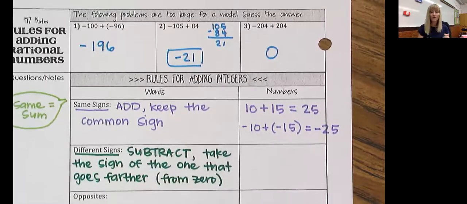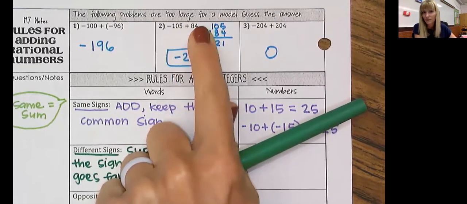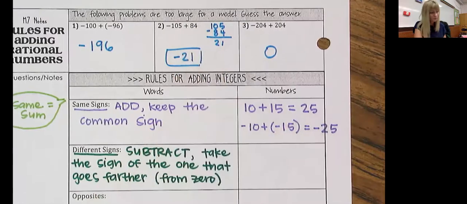But when we're talking about take the sign of the one that goes farther, you look at which one actually takes you farther from 0 on a number line. And whichever one takes you farther from 0, that's the one that you're going to have left over, because that's what you have more of. So up here we said we had more negatives because this goes farther from 0 than this. So your answer will be negative. So let me show you a couple of examples there.